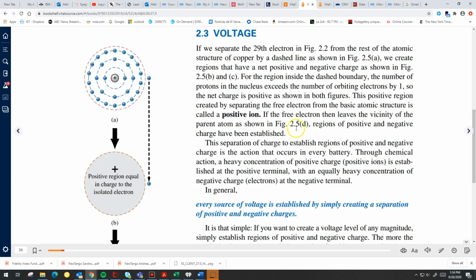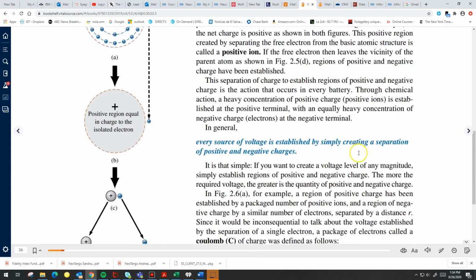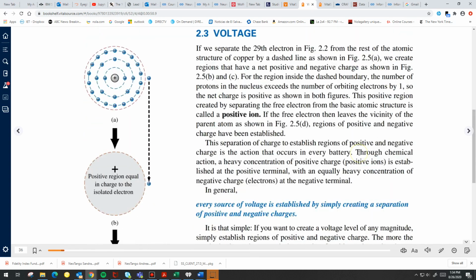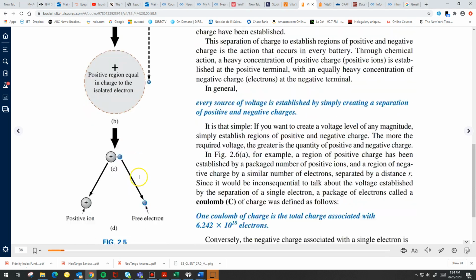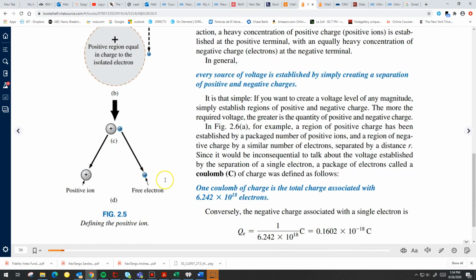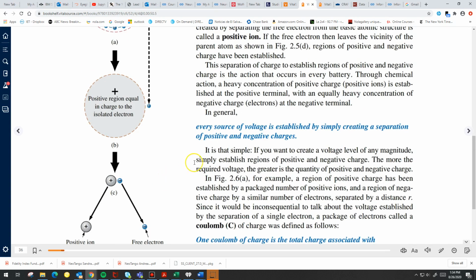You can see that in this figure on the left. If we're moving a charge, in this case 1 electron, from point A to point B, then that amount of energy it takes is what is called voltage. We call that voltage. Every source of voltage is established by simply creating a separation of positive and negative charges.